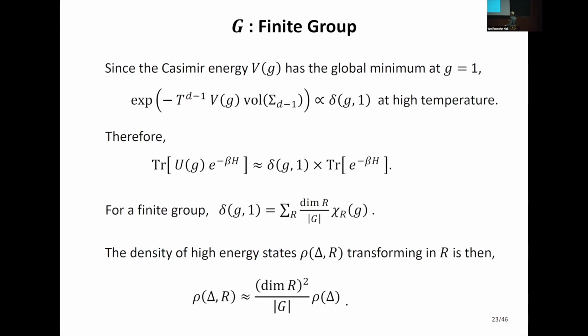So if this assumption is true, then if G is a non-trivial element, V of G is greater than 0. If G is 1, it takes the lowest value. So for large temperature, for G non-trivial, it's exponentially suppressed. That's the statement, and therefore we obtain this formula. For a finite group, this is what we teach in undergraduate group theoretical methods in physics. You can substitute that into here and decompose this into irreducible representations, and we obtain this formula. The square comes because each representation has dimension r, so you have dimension r squared. It's a little bit counterintuitive that it comes as dimension squared rather than dimension, but basically one dimension factor comes from here, and the other comes from here.